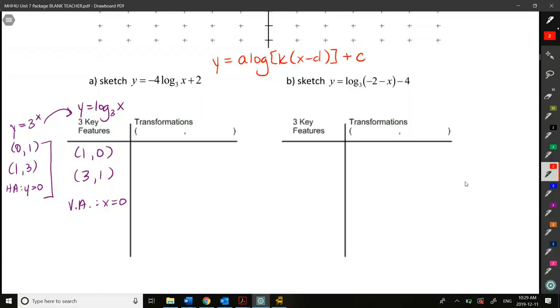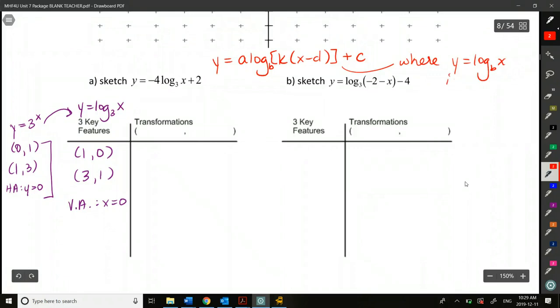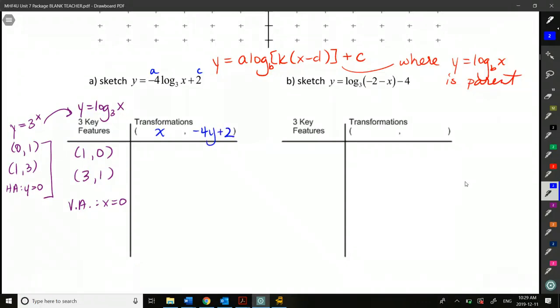No, we have some. Or sorry, and I should also say b, and this is where you've got A and C. y equals log base b of x is the parent. So sorry, Jeremy, what do we have? A and C. We have an a and we have a c. You're right. So the x's don't change, but the y's will be multiplied by -4, and we'll add 2.